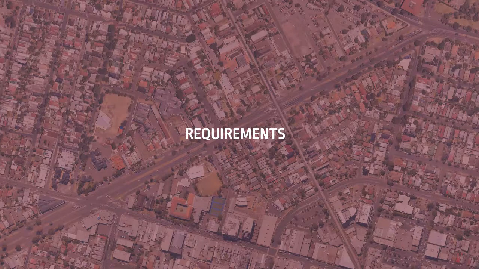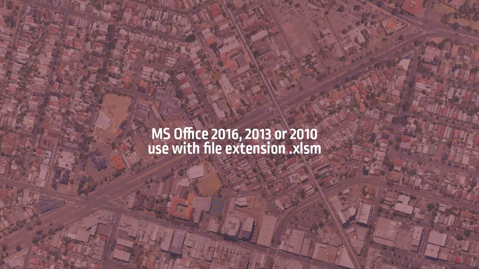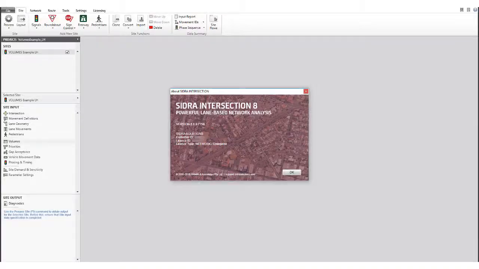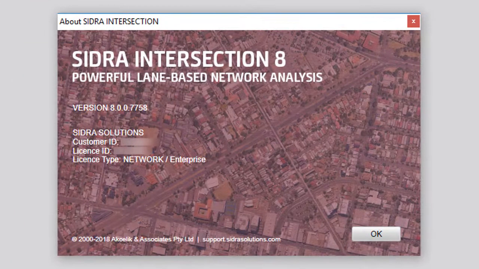The Volumes utility requires MS Office 2016, 2013, or 2010 for use with the macro-enabled Excel file extension XLSM. Before this utility can be used, a licensed version of SIDRA Intersection must be installed on a computer, and a SIDRA Intersection project file needs to be prepared.